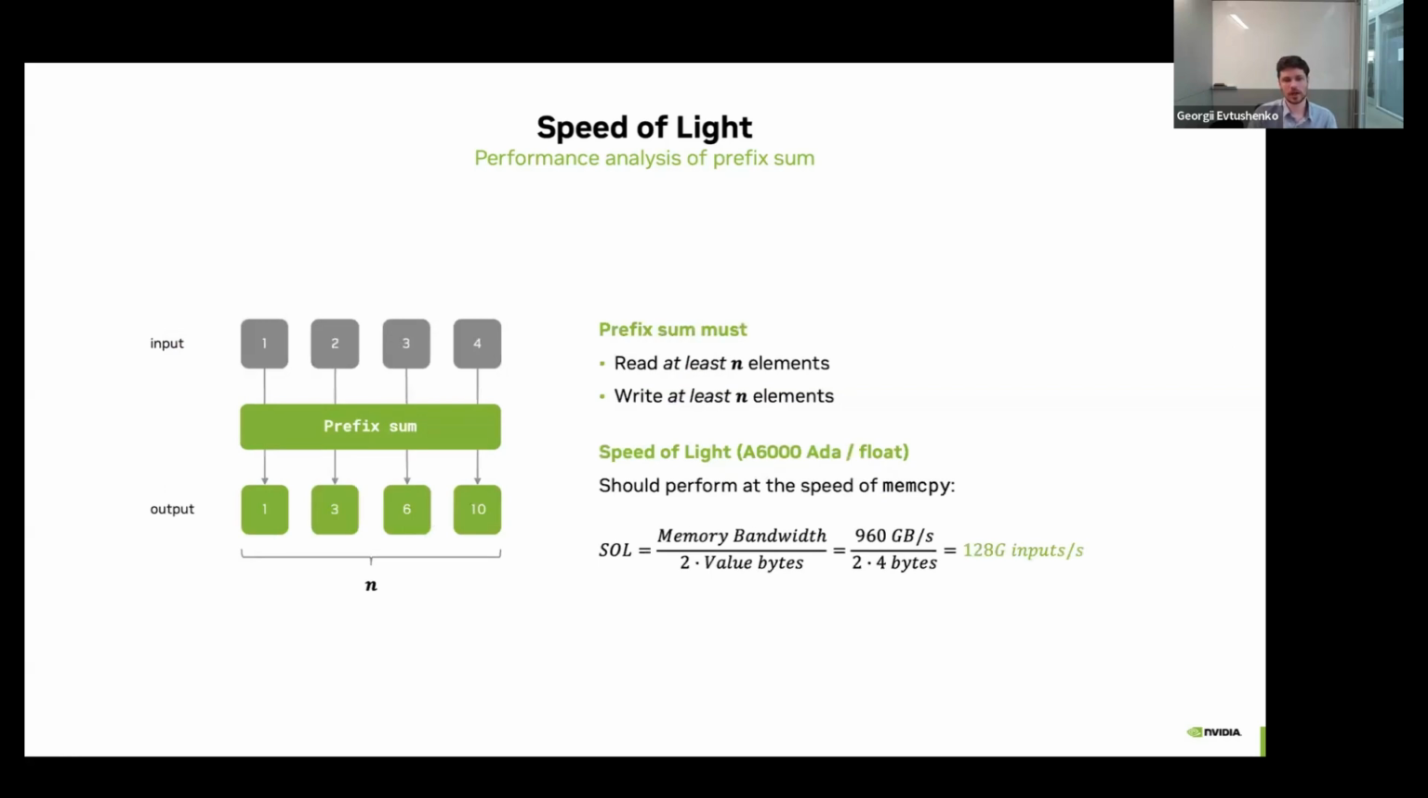So now we can analyze scan purely from the memory perspective. First, scan must read each input element. This gives us n memory operations. Then scan must write an element back to memory. This overall gives us a lower limit of 2n memory operations. So speed of light for prefix sum should essentially match the performance of memcopy.